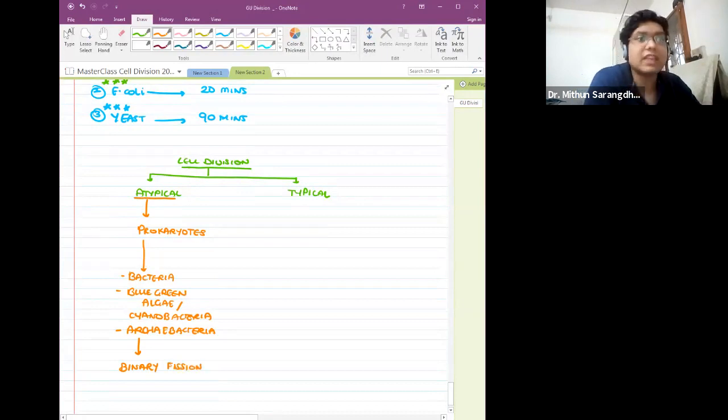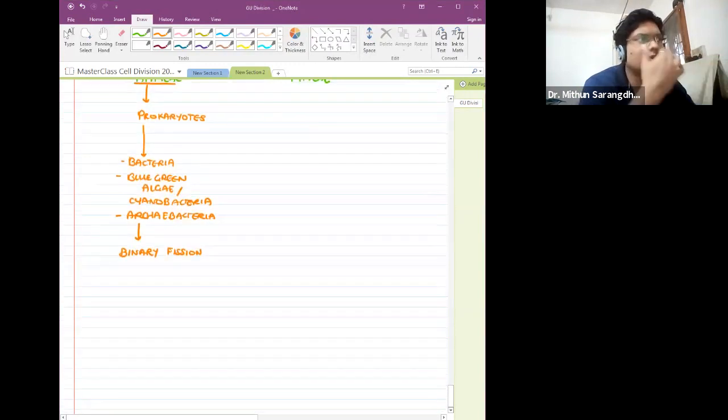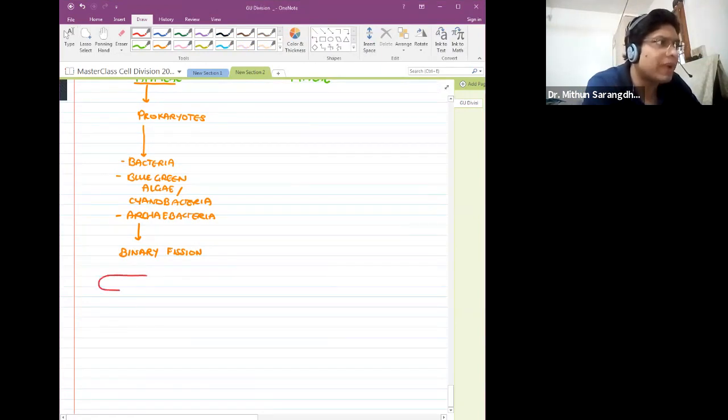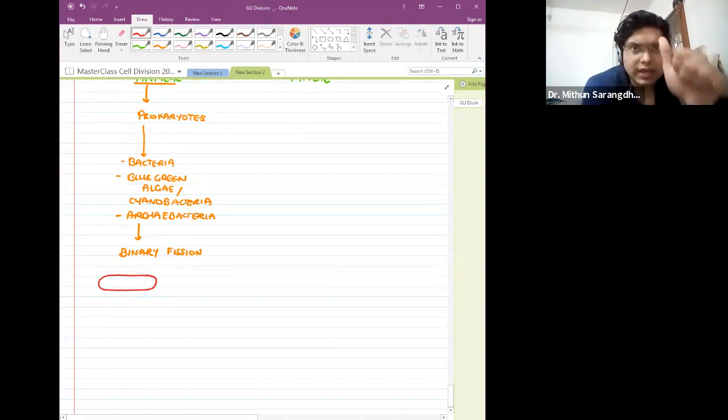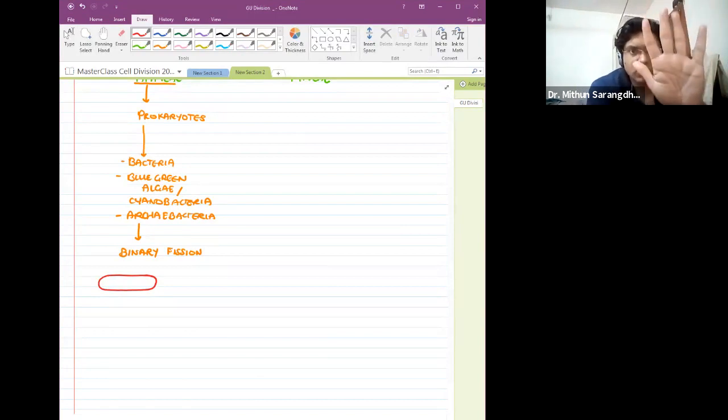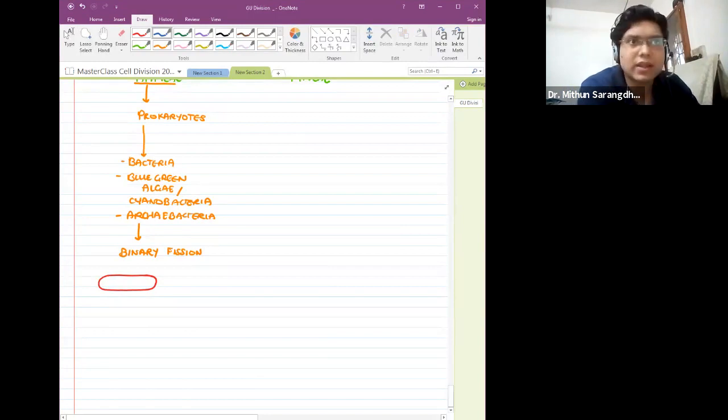So let's try to understand what exactly is going to happen if one cell wishes to undergo binary fission. Let's imagine we have a bacterial cell like this. When I said Kingdom Monera, there are five kingdoms: Monera, Protista, Fungi, Plantae, and Animalia. The first one is Kingdom Monera. This bacteria has its own DNA, and always remember, bacterial DNA, primitive DNA, is circular DNA.